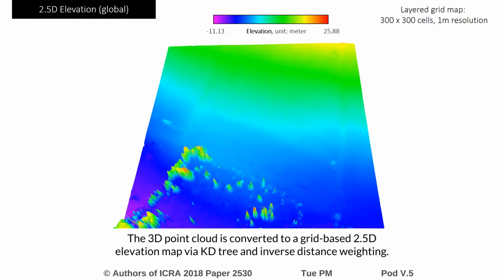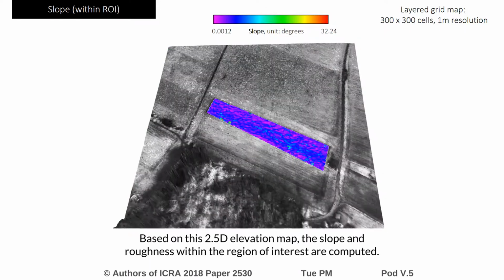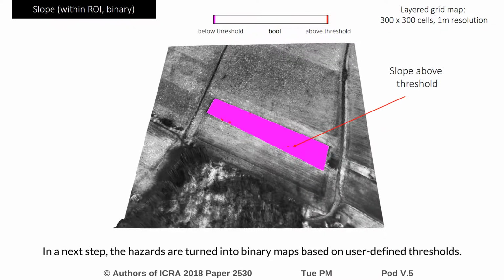The 3D point cloud is converted to a grid-based 2.5D elevation map via KD tree and inverse distance weighting. Based on this 2.5D elevation map, the slope and roughness within the region of interest are computed. In the next step, the hazards are turned into binary maps based on user-defined thresholds.